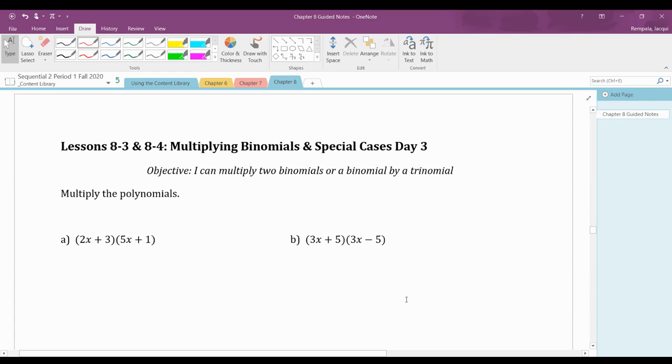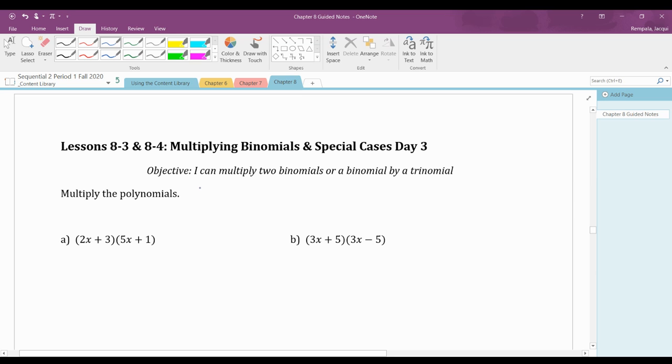Today we're going to continue with lesson 8.3 and 8.4, multiplying binomials and special cases. Today's objective is we're going to multiply two binomials or a binomial by a trinomial. Okay, so the directions say to multiply the polynomials.